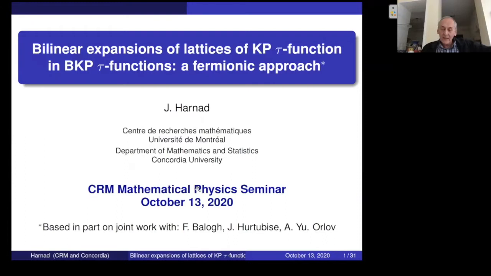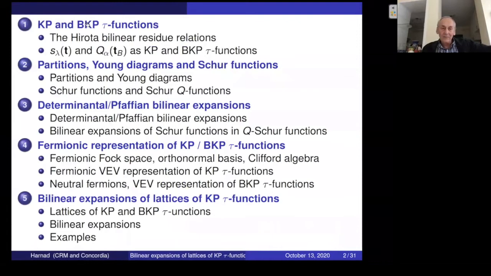I'm going to start out, this is the outline, by reminding you all, in case you don't know already, what KP and BKP tau functions are. The main building block examples are the Schur functions labeled by partitions, and the Schur Q functions, also due to Schur, which are also labeled by partitions, but the alpha over here is what's called a strict partition. These are both tau functions, in fact, maybe the simplest examples. The Schur Q function is a BKP tau function, and every other tau function is built up by forming linear combinations of Schur functions and Schur Q functions in the BKP case. So this will be a quick review of what Young diagrams and Schur functions are.